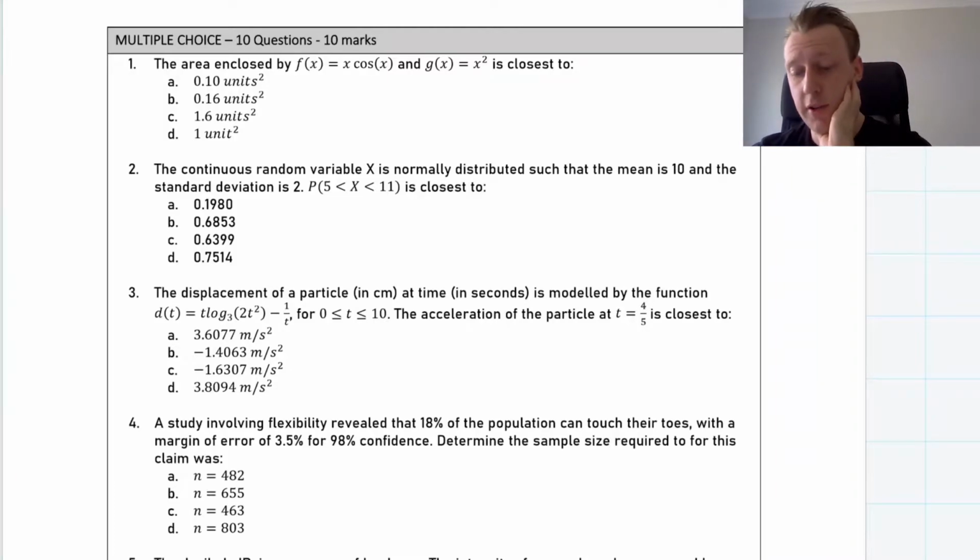These are the tech active solutions here. I'm going to be using the Casio FX calculator, and I'm going to be showing you some of the little tricks that you can use on that calculator to save yourself a bit of time, especially in the multi-choice, because you don't have to show any working out.